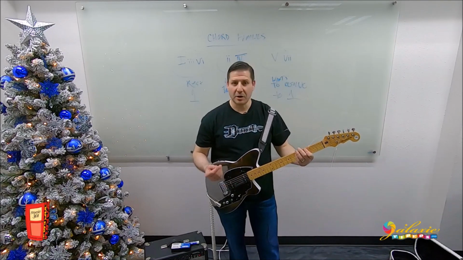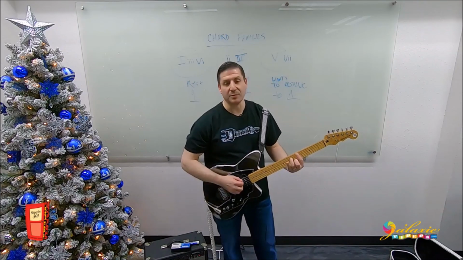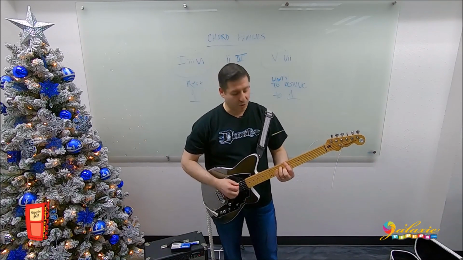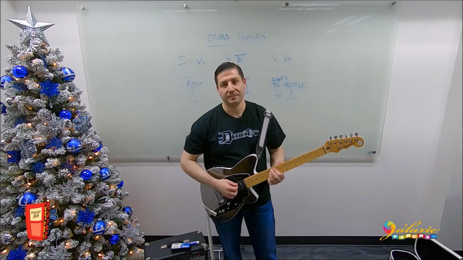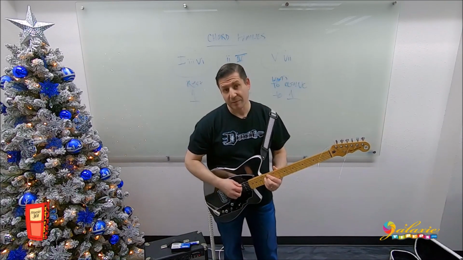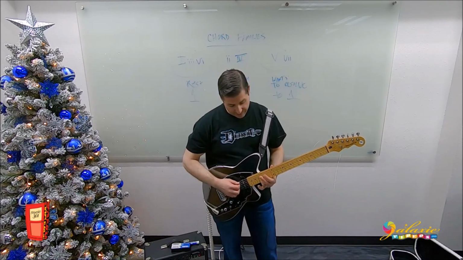Now, a scale is harmonized with chords. The one chord is major or major seventh, the two chord is minor or minor seventh, the three chord is minor or minor seventh, the four chord is major or major seventh, the five chord is major or dominant, the six chord is minor or minor seventh, and the seven chord is minor seven flat five or diminished, and it wants to pull back to the root again, back to the major chord.